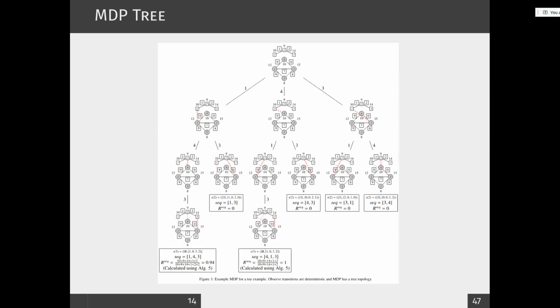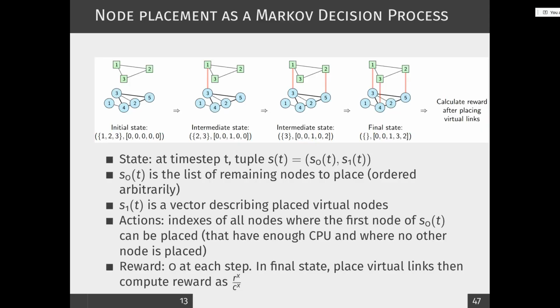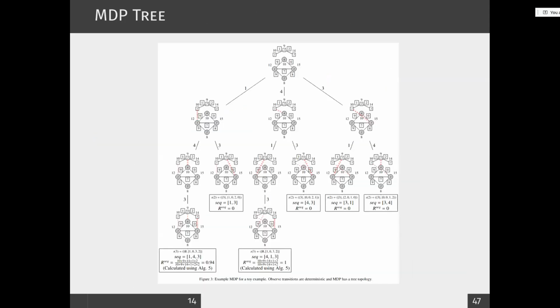If you think about it for a bit, you will see that there's no stochastic element in this model. The MDP looks like a tree. When you take an action, you are sure of the state where you will end up, and you can reach a state only from one sequence of actions, because our virtual nodes are ordered. For example, if I place 1 on node 1, I'm sure I end up in this state. Then if I place 2 on node 4, I'm sure I end up in this state, and so on.